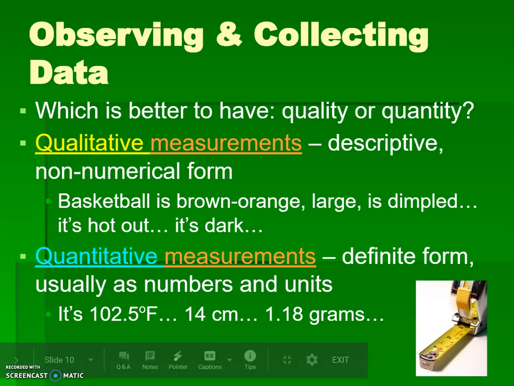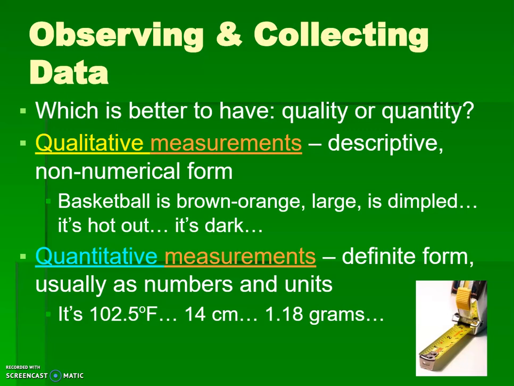Okay, kiddos, in this video, we're going to talk all about data collection and our metric system because unfortunately in the United States, we are a minority. We need to catch up to the rest of the world. All right, so first of all, let's talk about observing and collecting our data.